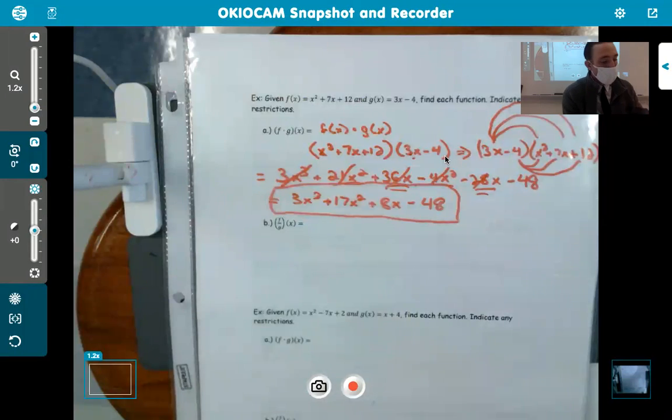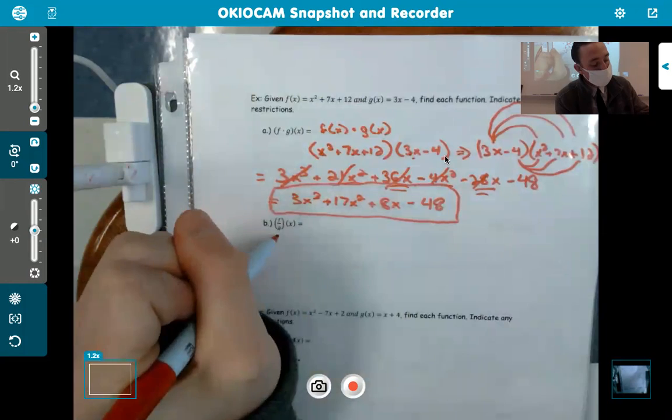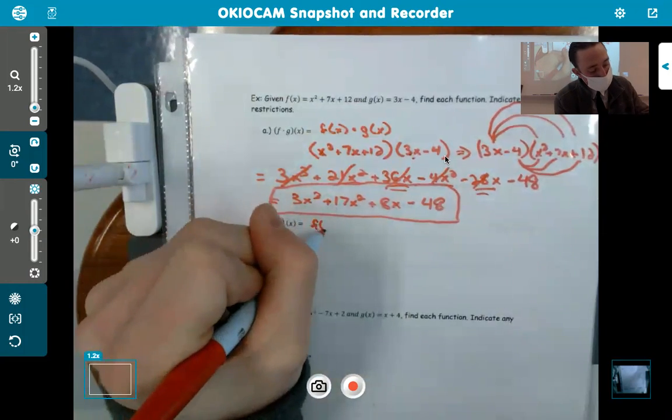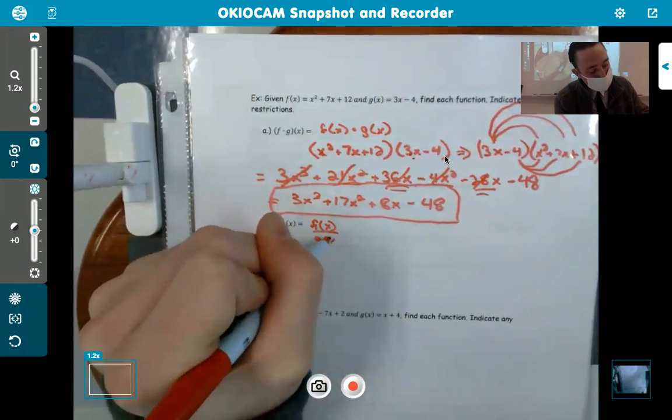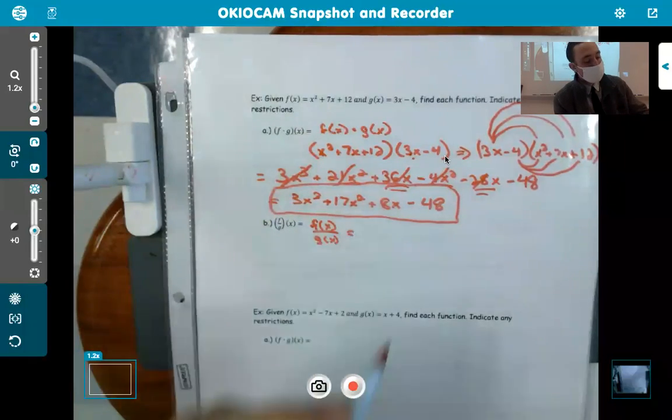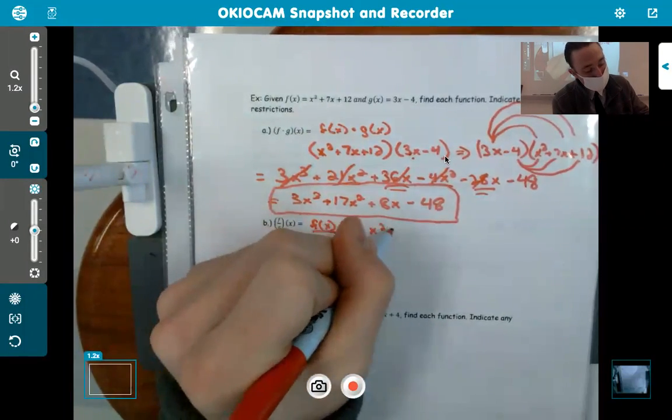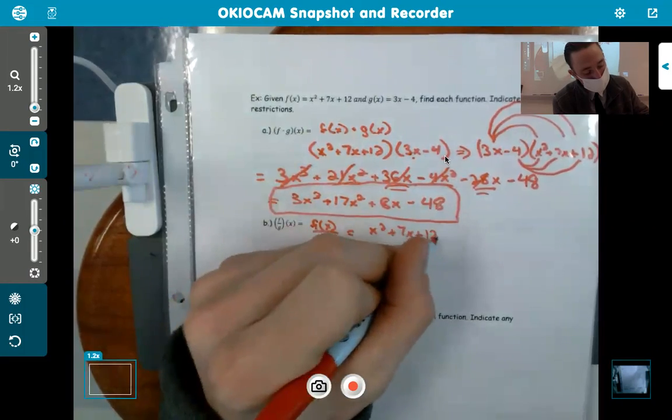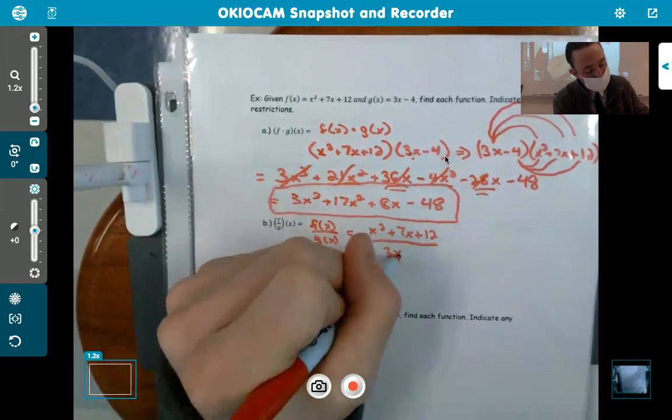Okay. Part B, I have f divided by g of x. Well, that's the same thing as f of x divided by g of x, which I know is x squared plus 7x plus 12 divided by 3x minus 4.